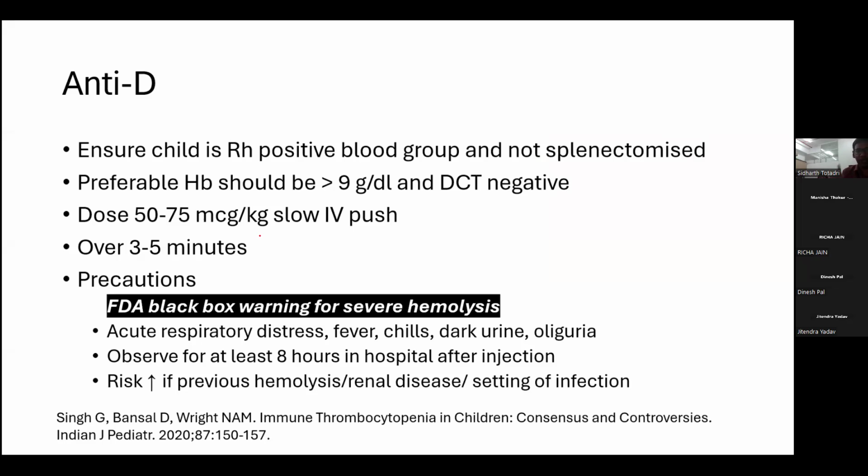But now there's an FDA black box warning that this can lead to severe hemolysis, which can manifest as fever, chills, dark urine, and respiratory distress in the child. So if you are giving it, we have to observe for at least 8 hours after the injection. And if the patient has previous hemolysis, renal disorders, or some infection, then there is an increased risk.